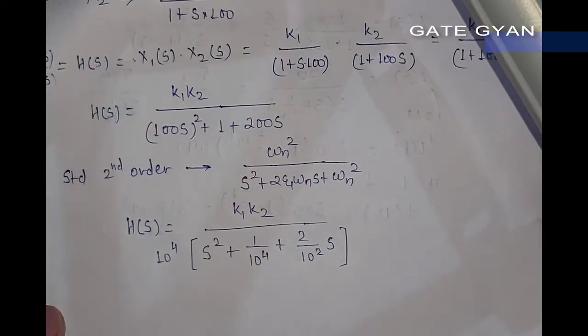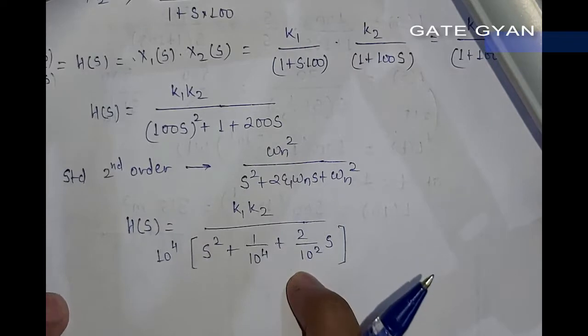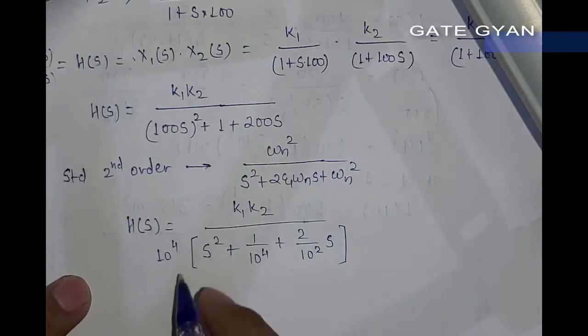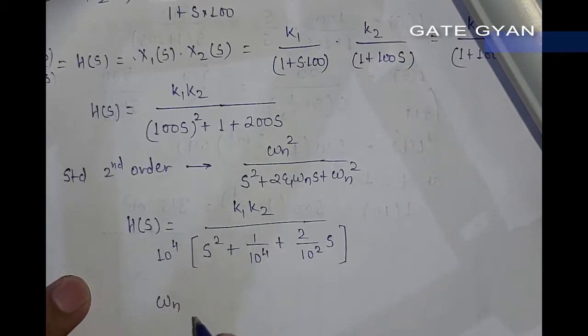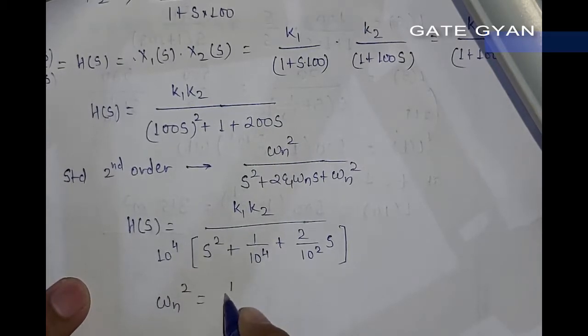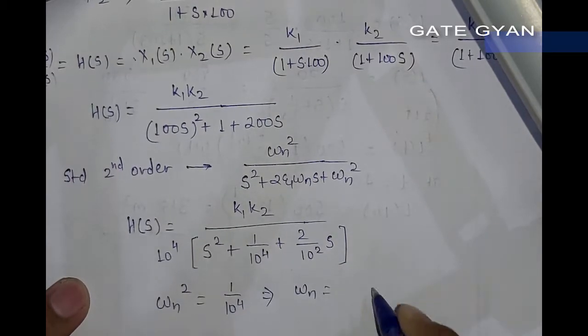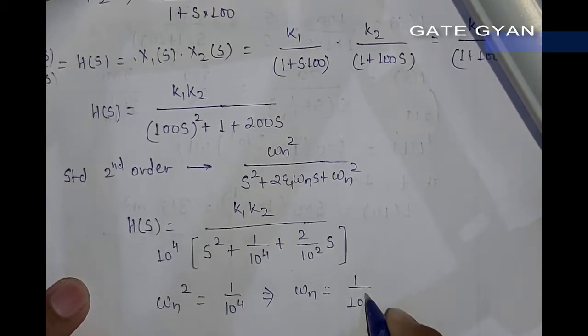Now we need to compare both of these and find out what the zeta value will be. By comparing, omega n square is nothing but 1 by 10 raised to power 4. So we get omega n is 1 divided by 10 raised to power 2 radian per second, and 2 zeta omega n is 2 divided by 10 raised to power 2.